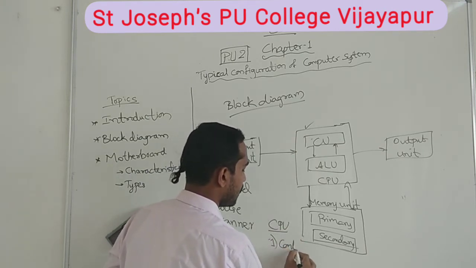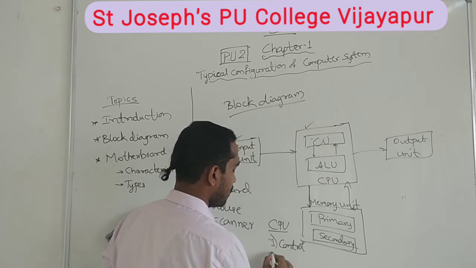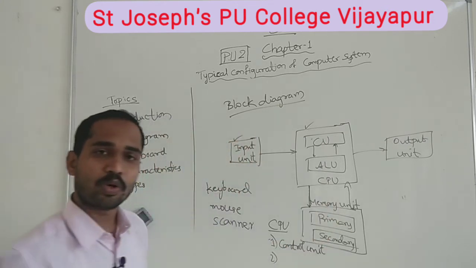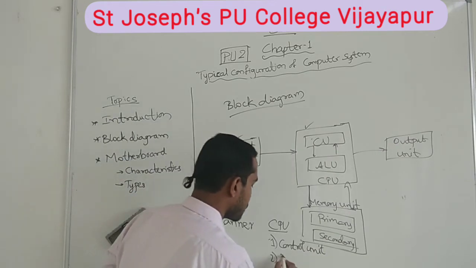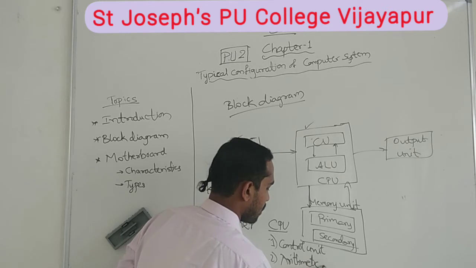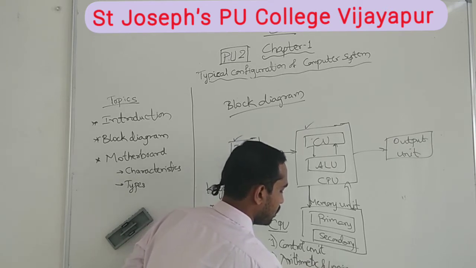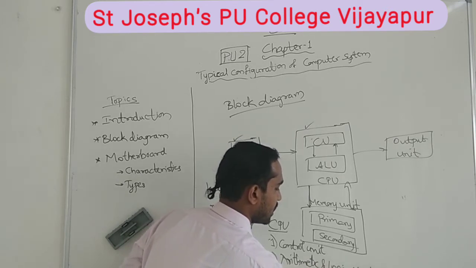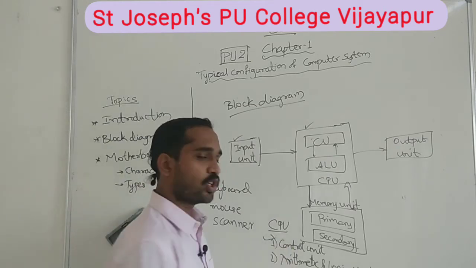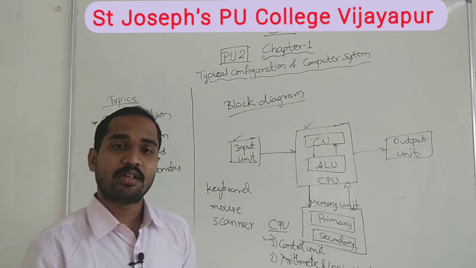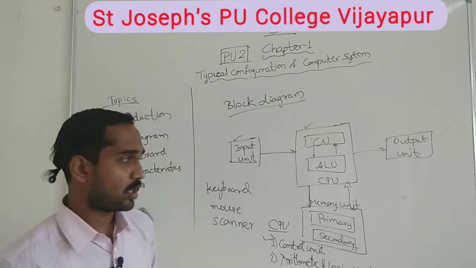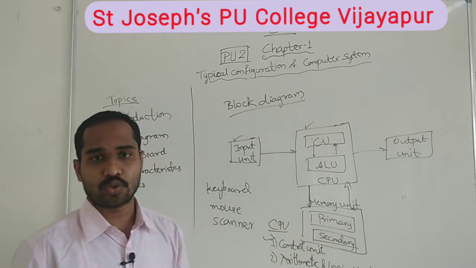One is control unit. And which one is the second one? ALU. What does it stand for? ALU stands for arithmetic and logical unit. So what is the function of control unit? It controls and coordinates the flow of instructions to transfer the flow of control.